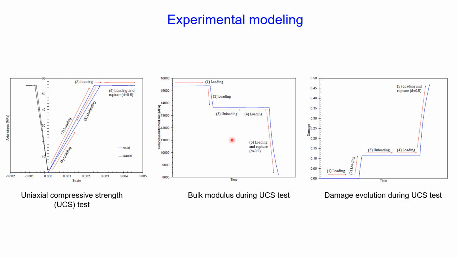From the central image, we observe how the bulk modulus varies with time, following the loading and unloading sequence plotted in the previous image. The next image indicates that the simulation continues until the moment when the damage is equal to 0.5, so the deformation rate is maintained until that point is reached.